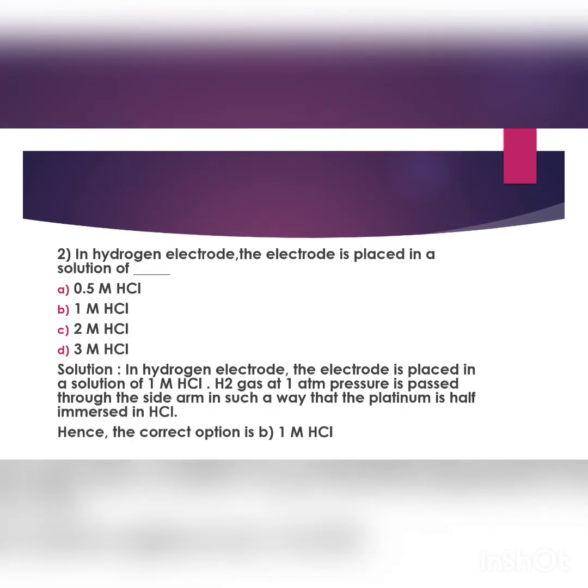In hydrogen electrode, the electrode is placed in a solution of dash. We have the options as A 0.5 molar HCl, B 1 molar HCl, C 2 molar HCl and D 3 molar HCl. The solution for this question is, in hydrogen electrode, the electrode is placed in a solution of 1 molar HCl. H2 gas at 1 atmospheric pressure is passed to the side arm in such a way that the platinum is half immersed in HCl. Hence, the correct option is B, that is 1 molar HCl.